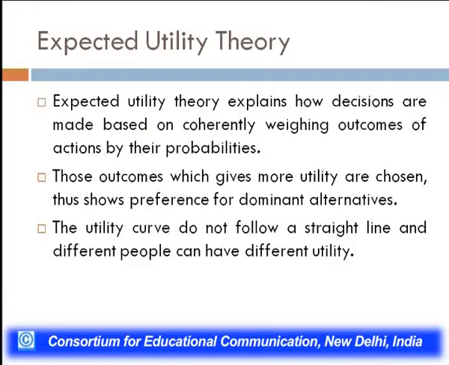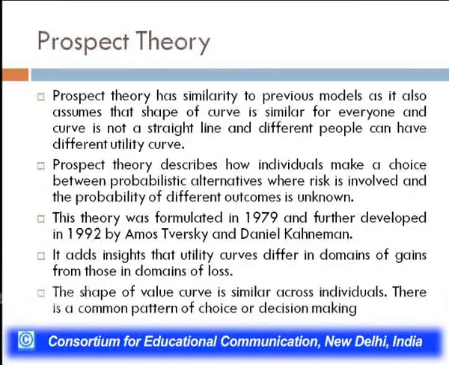Expected utility theory explains how decisions are made by coherently weighing the outcomes of actions by their probabilities. Those outcomes which give more utility are chosen by the decision maker. The utility curve does not follow a straight line, and different people can have different utility. Prospect theory has similarity to the previous models, as it also assumes that the shape of the curve is similar for everyone, and the curve is not a straight line, and different people can have different utility curves.